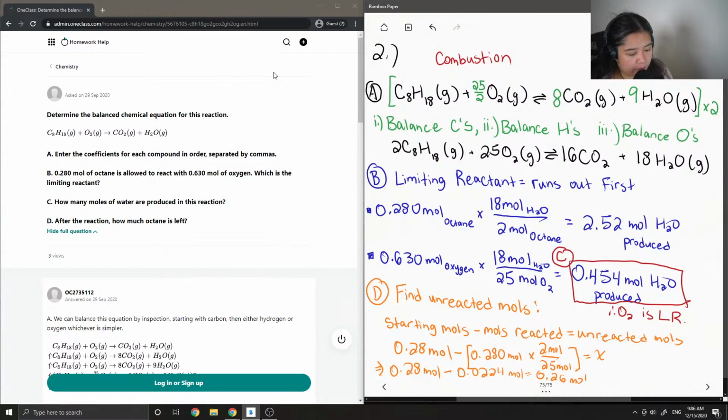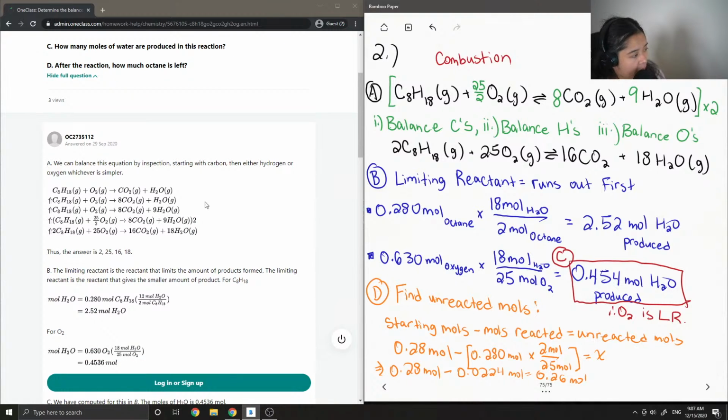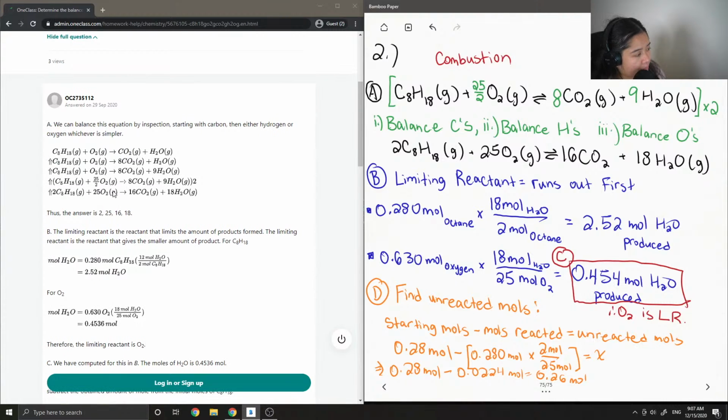Should get around 0.26 moles left over. Okay, so let's see what the junior tutor said. For part A, we can balance this equation by inspection, starting with carbon, then either hydrogen or oxygen, whichever is simpler. Okay, so you can see that they also got 2 moles of octane plus 25 oxygen makes 16 carbon dioxide plus 18 H2O.